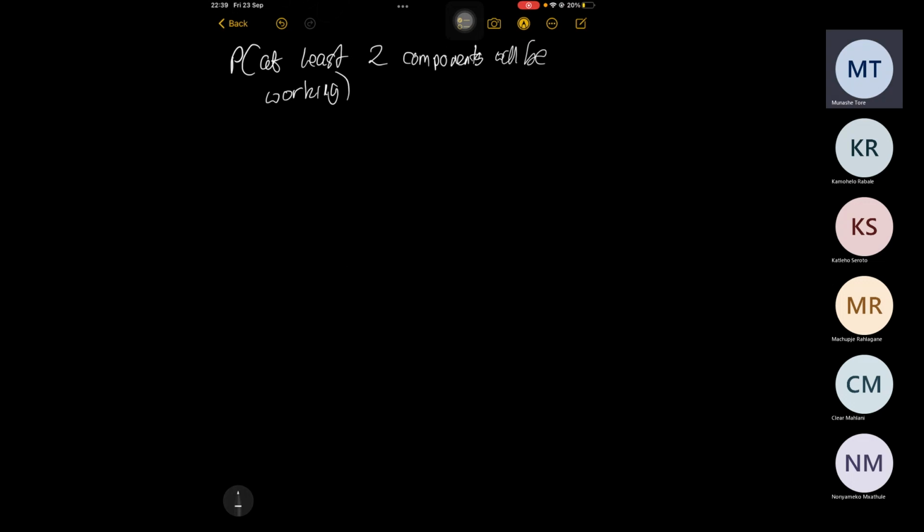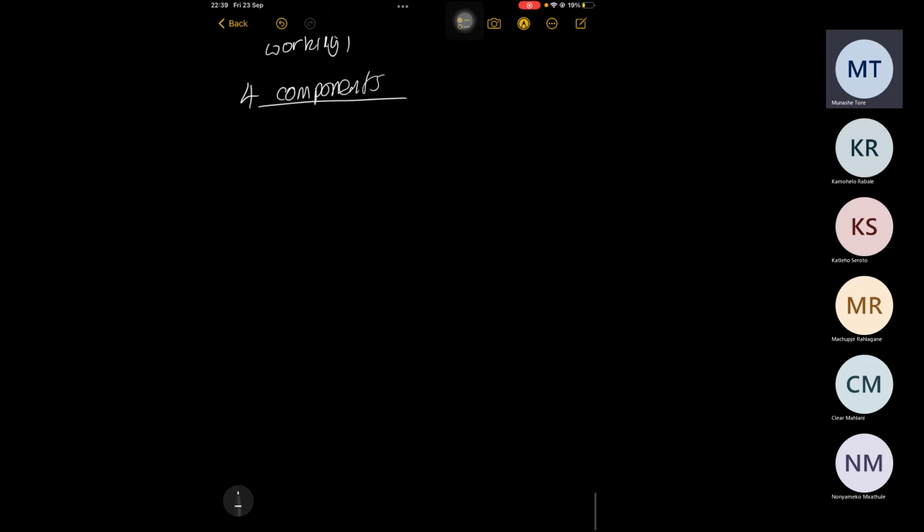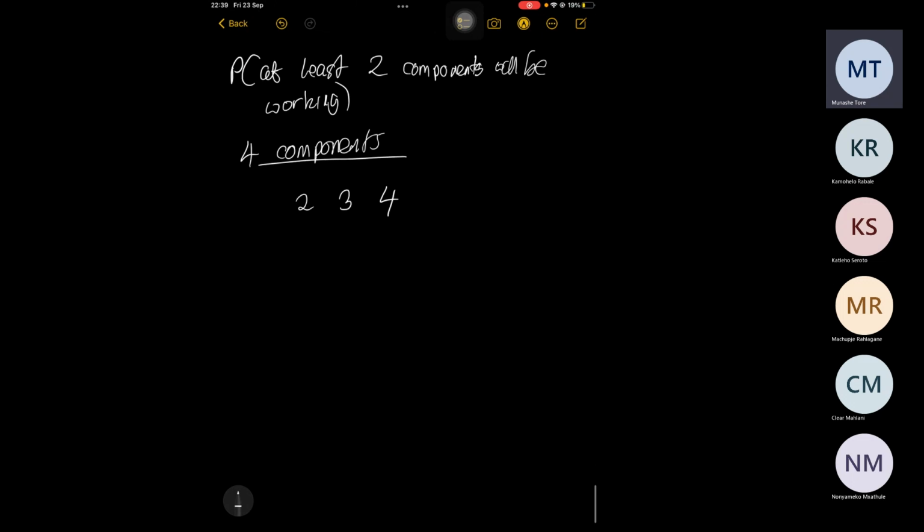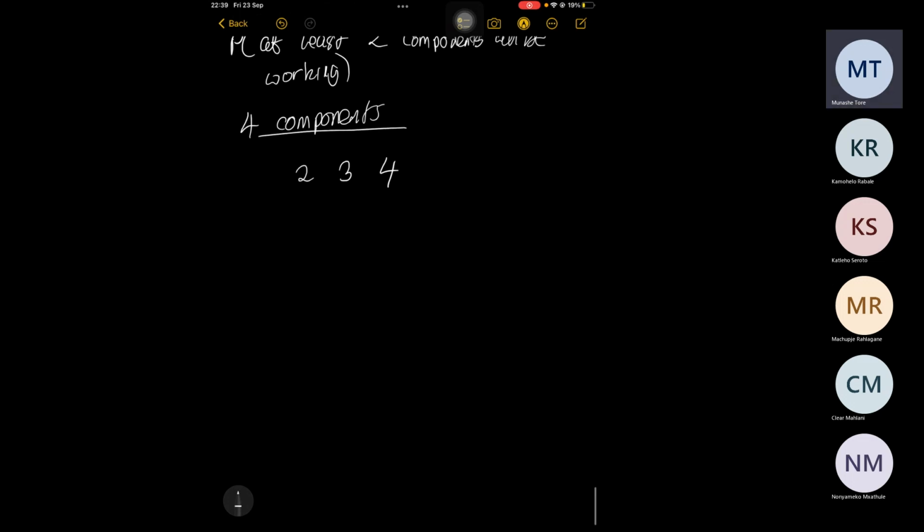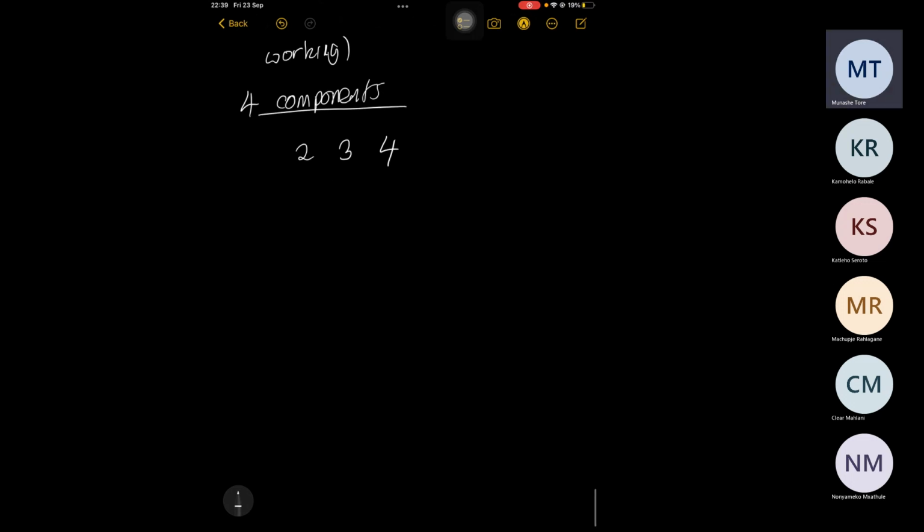So we know that we have 4 components, isn't it? And from the 4 components, they're saying at least 2 components will be working. So if it's at least 2 components will be working, it means 2, 3, or 4 components will be working, isn't it? So one thing that you already know is, what is the probability that all 4 components will be, no, actually, let's not do it that way. Let's do it the conventional way.